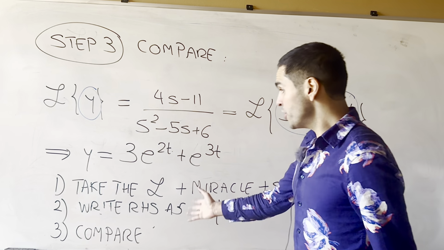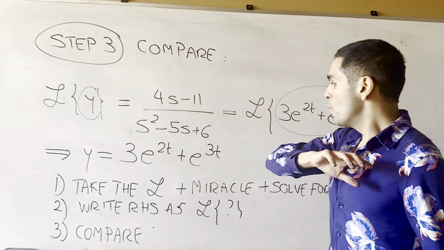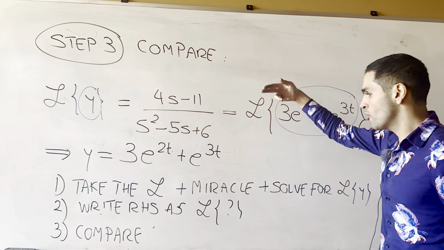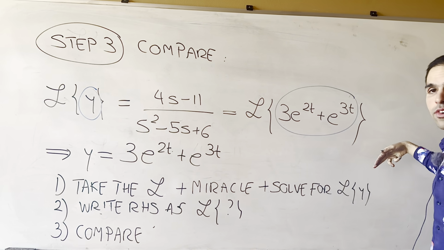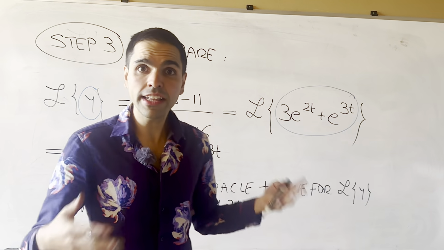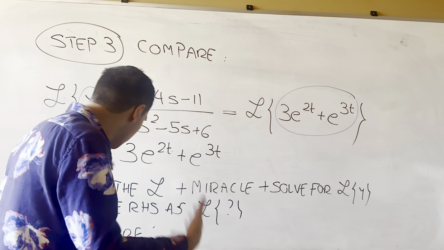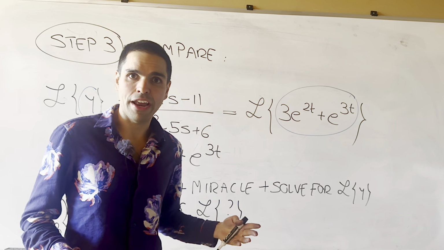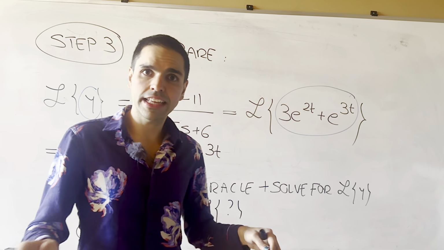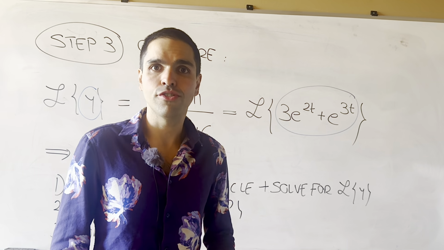And I'm mentioning this because for PDEs it will be the same thing. We will take the Fourier transform, use the Fourier miracle, and solve for f hat. Then we will write the right-hand side as f hat of something. And lastly, we will just compare. So please keep the skeleton in mind when we try to solve PDEs using the Fourier transform.